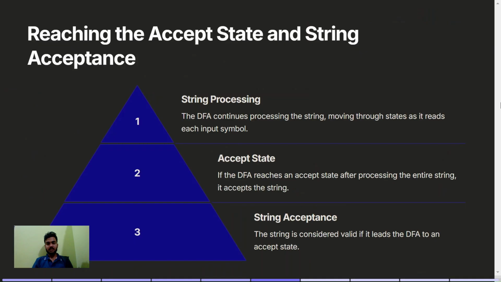Reaching the accept state and string acceptance. To reach string acceptance, first we begin with processing. At the first processing stage, the DFA continues processing the string, moving through states as it reads each input symbol. Accept state: if the DFA reaches an accept state after processing the entire string, it accepts the string. String acceptance: the string is considered valid if it leads the DFA to an accept state.